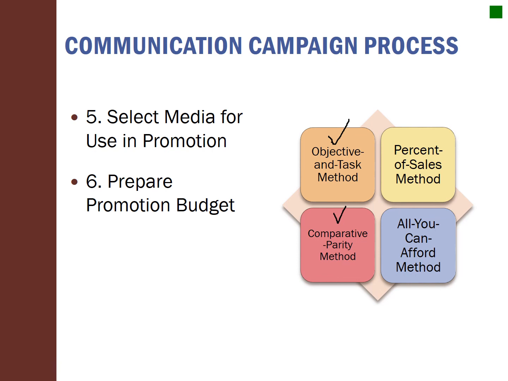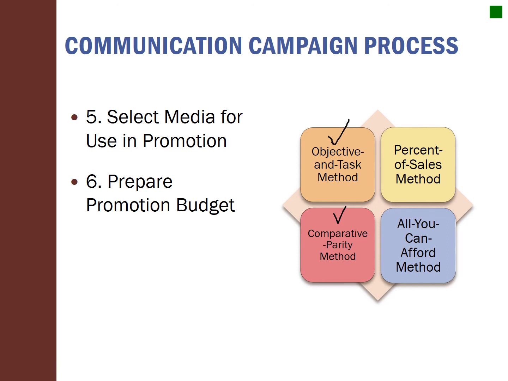The objective task method is an interesting method because basically what we do is we take the goals and objectives of the campaign and then we ask ourselves, what do we need to do? What are the tasks we need to do to achieve those goals and objectives? And then how much will it cost for us to complete those tasks? So it's a 3-step process. Identify your goals, identify the tasks you need to perform to achieve the goals, and then assign a budget that represents the tasks that need to be done.